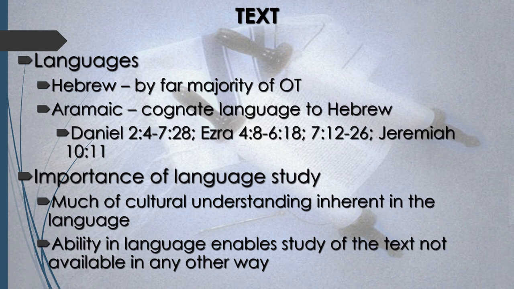They are both Semitic languages in the same language family as Akkadian, which was the language of the Assyrians and the Babylonians, in the same language family with the Amorites, the Phoenicians, the Ugaritic language, the Ammonites, the Moabite language, and Arabic. These are all Semitic languages, so they have a lot of similarities.